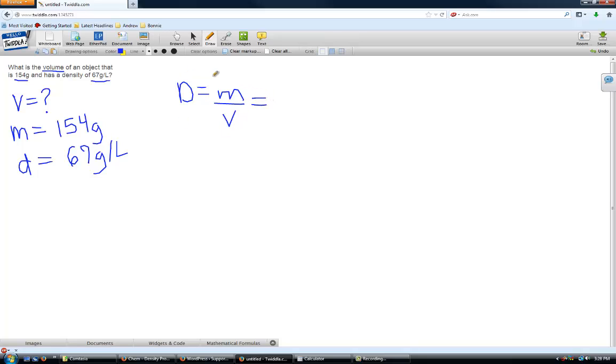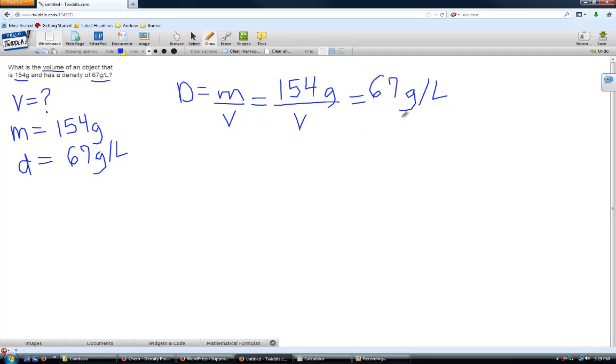Once we have the formula that we need, we can fill in the numbers that we highlighted or made more clear to us over here. Mass is 154 grams. The volume is unknown, so we're going to leave that as V, equals, our density is 67 grams per liter.